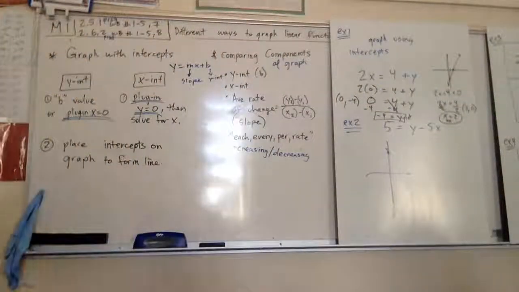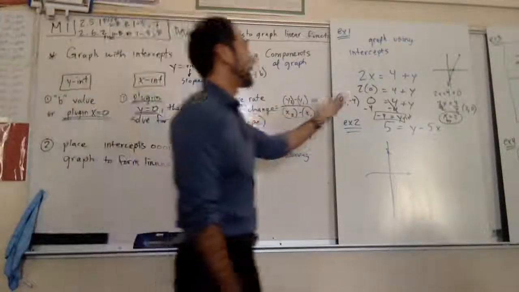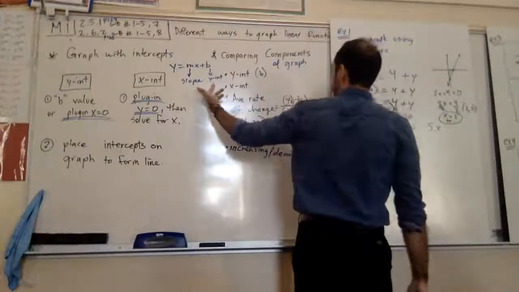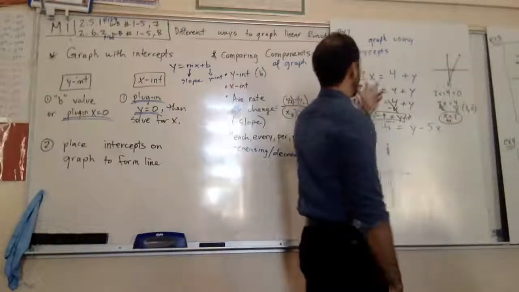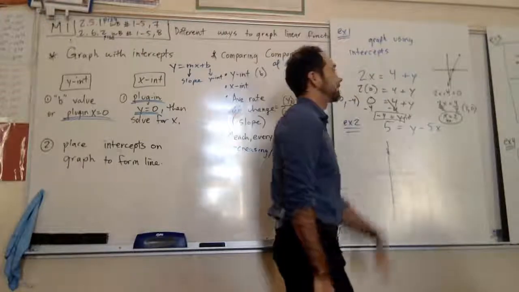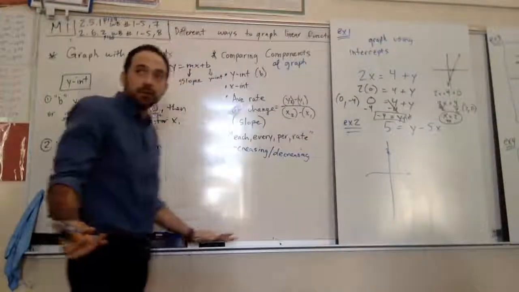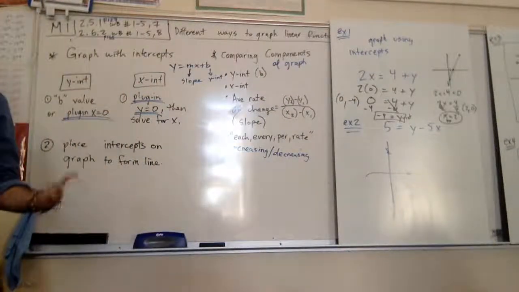You know, if you have them in this form where it's not in our slope intercept form, then in this form it's actually easier to find it with the intercepts. You just plug in 0 for one, you get the other, and vice versa.